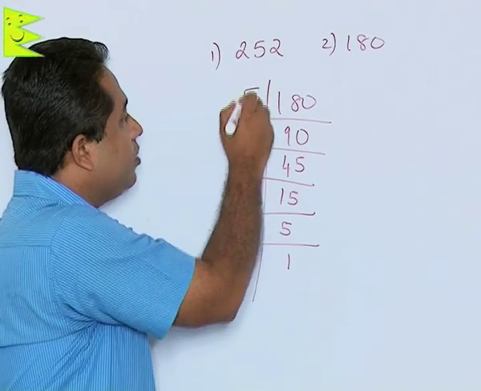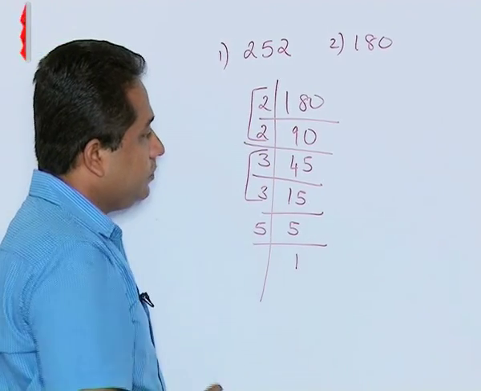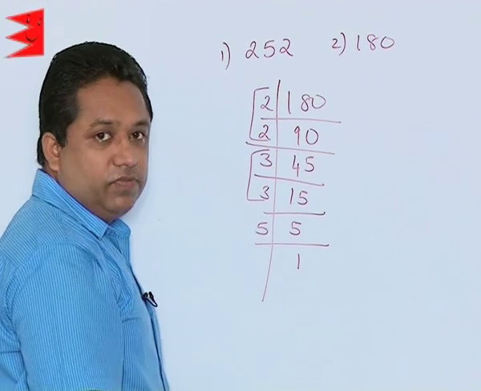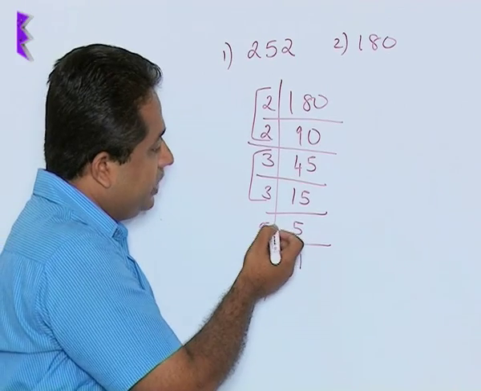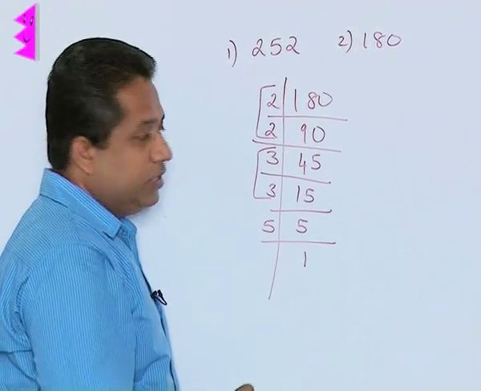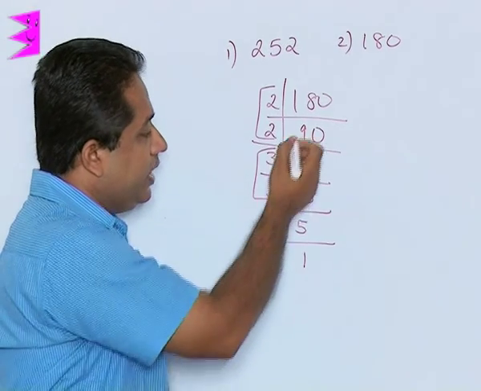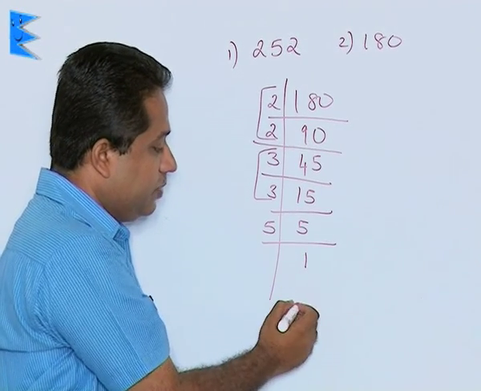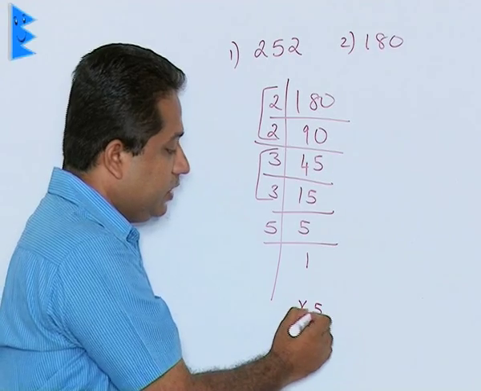So here we are having a group of 2, a group of 3, and here 5 is left alone. So when 5 is left alone, it is not a perfect square. So 180 is not a perfect square. So what should be multiplied with 180 to make it a perfect square? The answer will be we have to multiply 180 with 5.